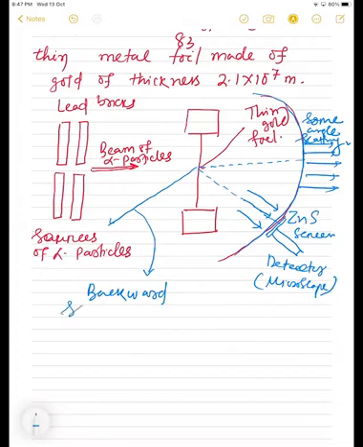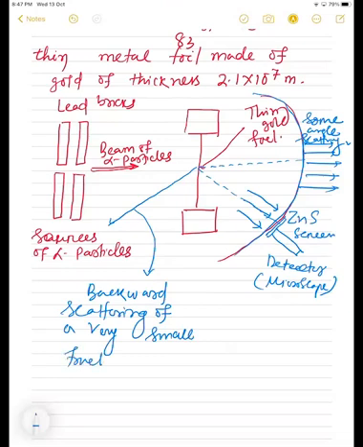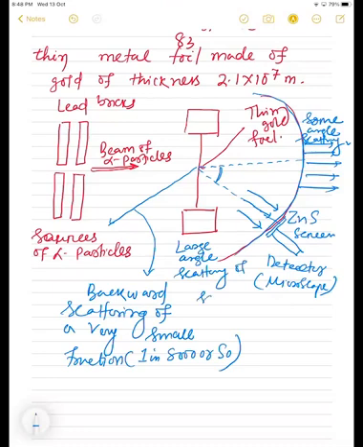Backward scattering of a very small fraction, that is 1 in 8,000 or so, right? And this is the angle, large angle scattering of some. These are the large angle scattering of some. You can follow the diagram from the book, right?